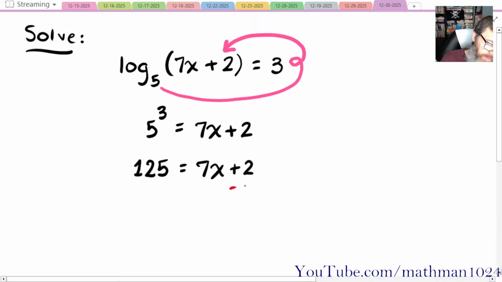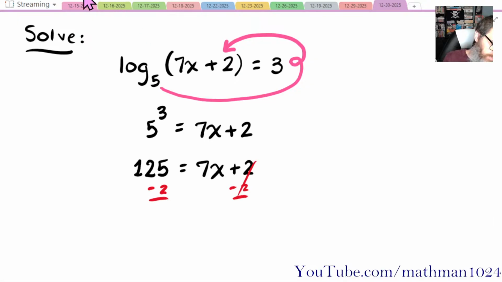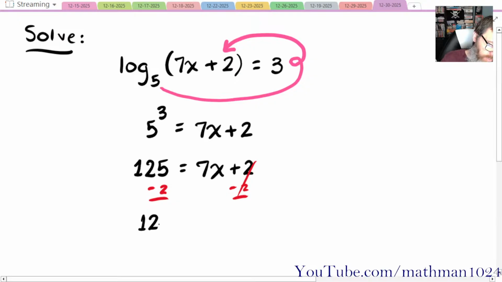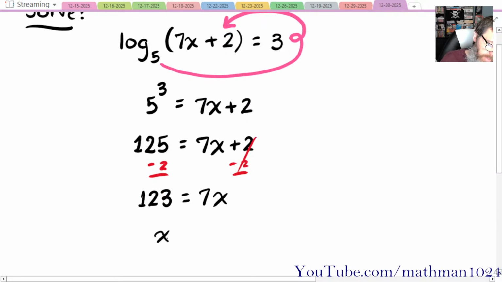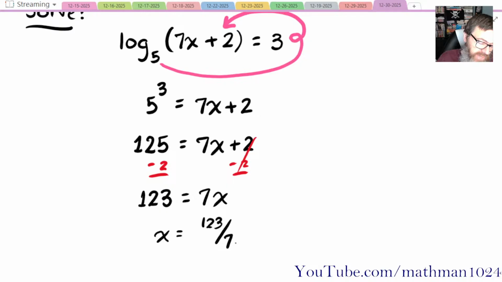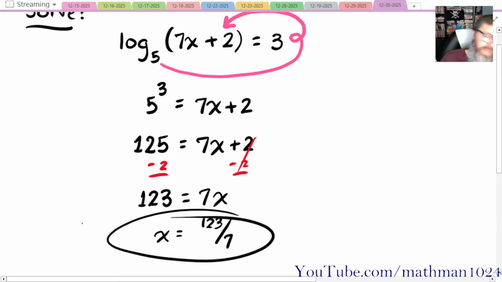So we do this simply by moving 2 to the other side. So we have 123 equals 7x. And that means that x is equal to 123 divided by 7. Now, it'd be great if this guy could simplify even further, but it can't, so we're just kind of stuck with that.